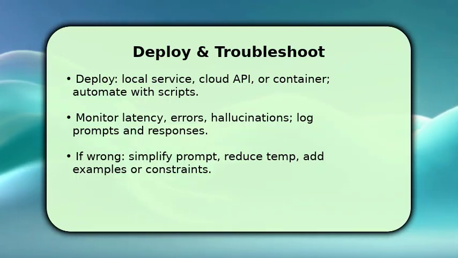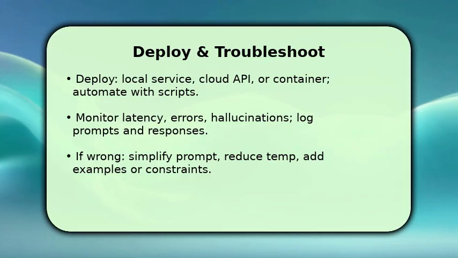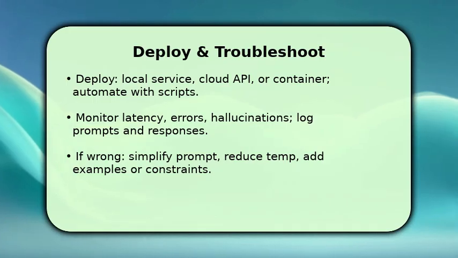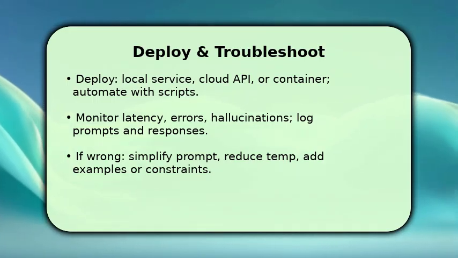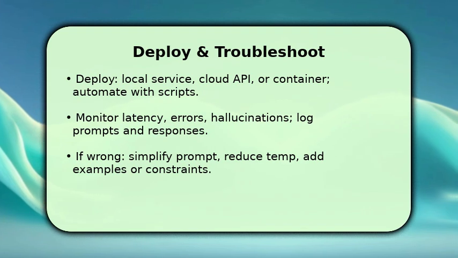If outputs are off, simplify the prompt, lower temperature, or add targeted examples and constraints. That fixes most issues. If responses fail repeatedly, check token limits, memory, or mismatch between model capacity and task complexity.